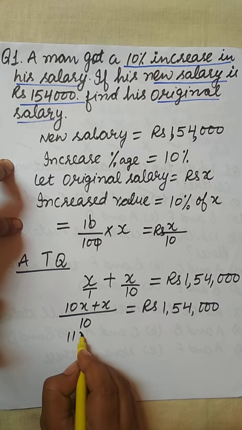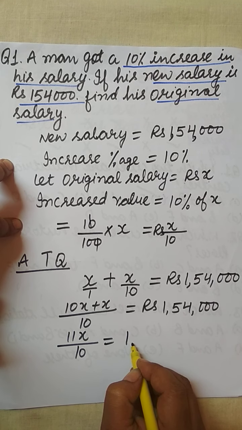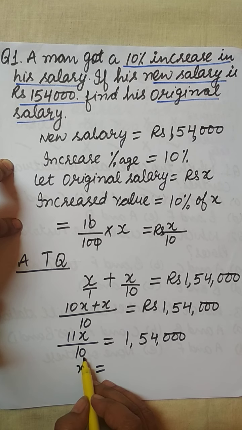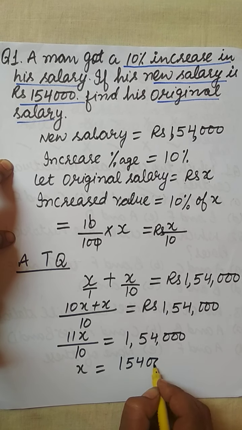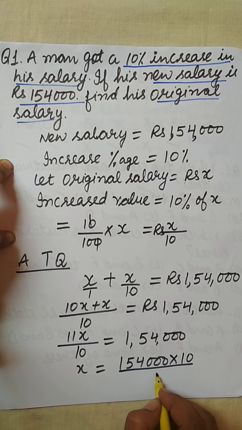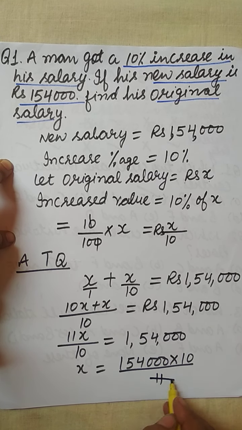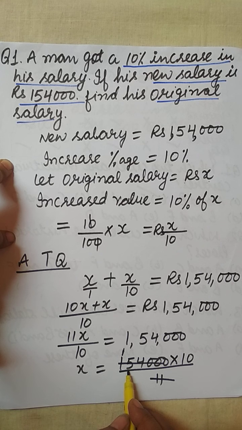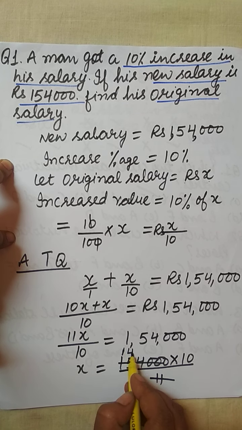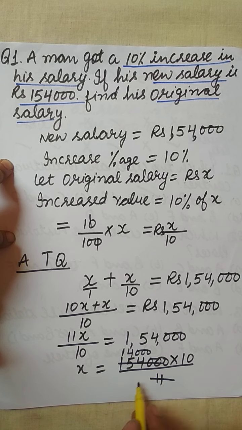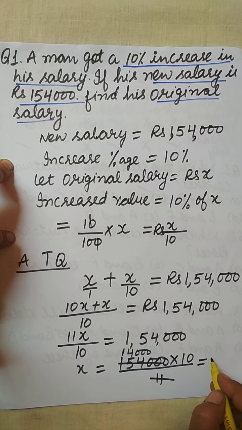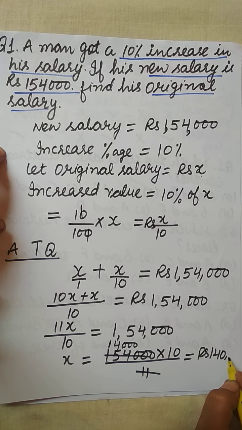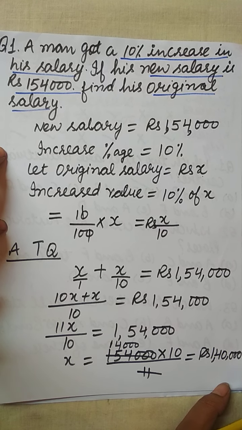1,54,000. 11x divided by 10 is equal to 1,54,000. X can be written as 1,54,000 multiplied by 10 divided by 11. Now do the simplifications. 11 ones are 11. 15 minus 11 is 4. 4 4s are 44. 11 fours are 44. This is 14,000. 14,000 multiplied by 10 is rupees 1,40,000. So this is 1,40,000.